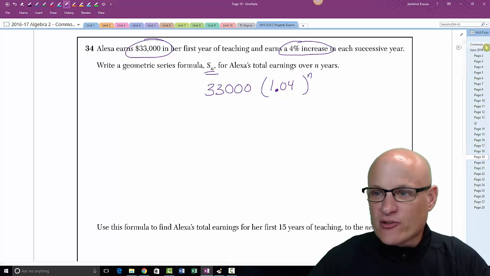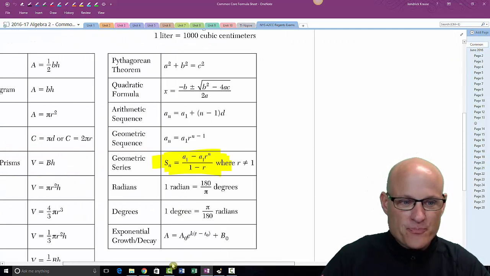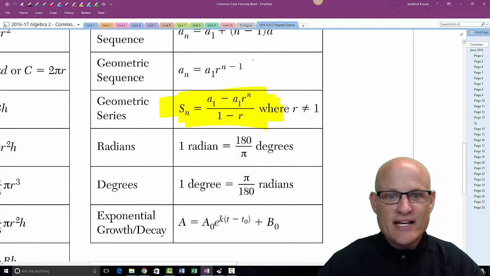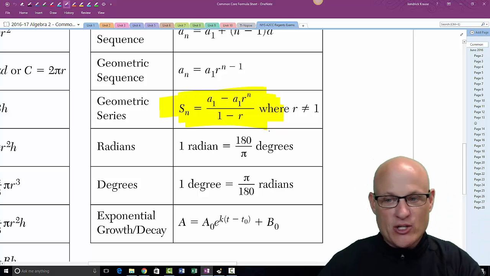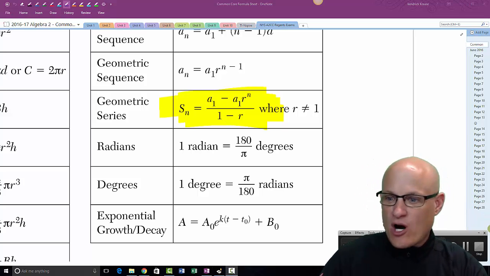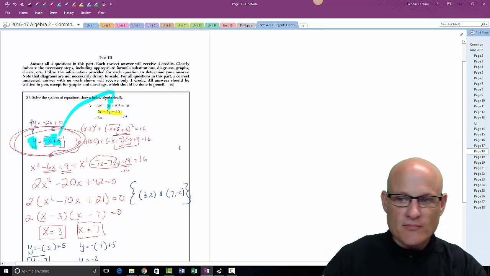So now I'm going to use this formula. It's over here on your formula sheet. I got it highlighted now for you. You should have known it existed. There it is. S sub n is equal to the first term minus the first term times the rate to the n, all over 1 minus the rate. We're going to use that formula for our problem. I think we're on page 18. Nope, page 19.